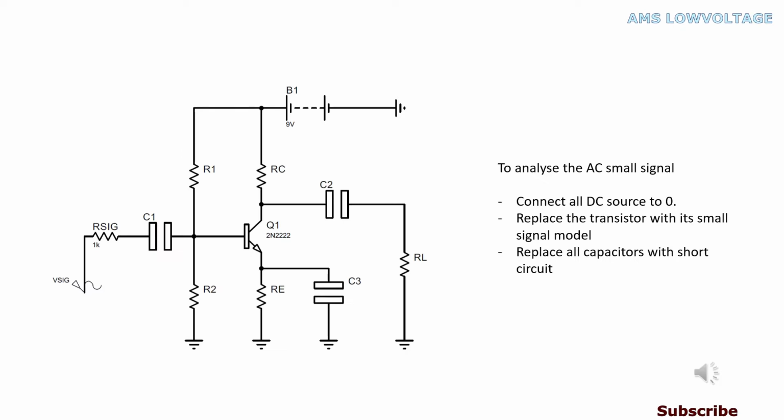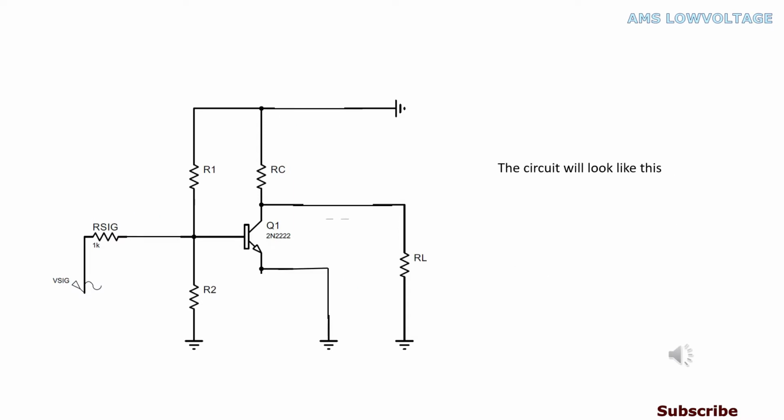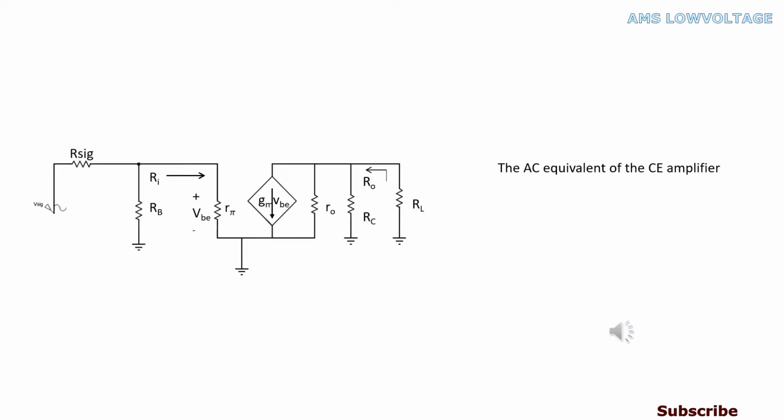To analyze the AC small signal, connect all DC sources to 0, replace the transistor with its small signal model, and replace all capacitors with short circuits. The circuit will look like this, the AC equivalent of the CE amplifier.